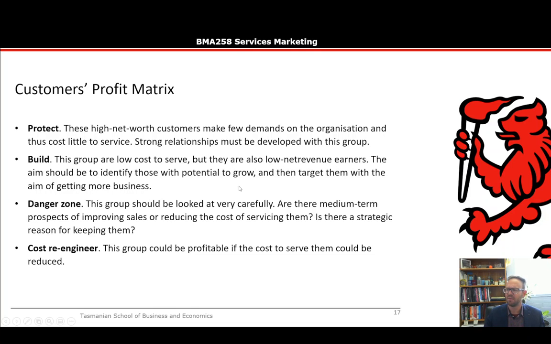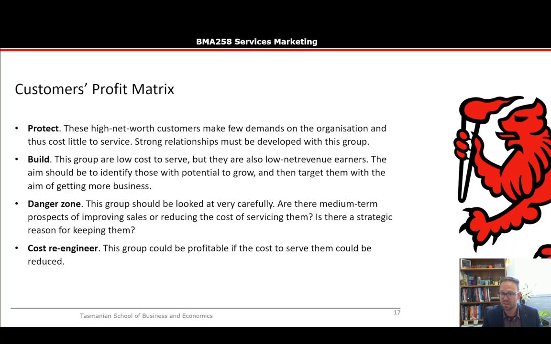So build. This group has low cost to serve, but also low net revenue earners. The aim should be to identify those with potential to grow and then target them and move them up to a more valuable segment. Danger zone. This group should be looked at very carefully as to medium term prospects of improving sales and reducing the cost of service to them. Is there a strategic reason for keeping them?